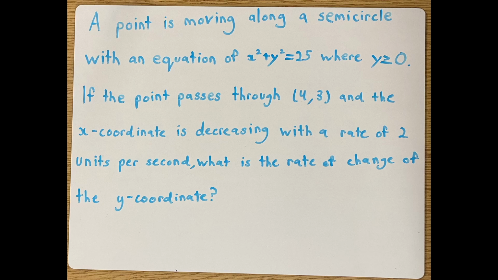A point is moving along a semicircle with an equation of x squared plus y squared equals 25, where y is greater than or equal to 0. If the point passes through the coordinate (4, 3), and the x coordinate is decreasing at a rate of 2 units per second, what is the rate of change of the y coordinate?